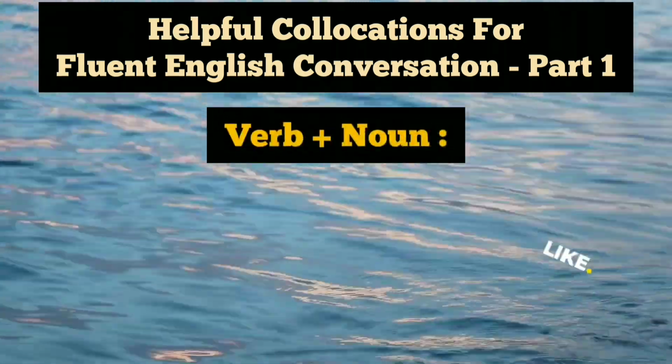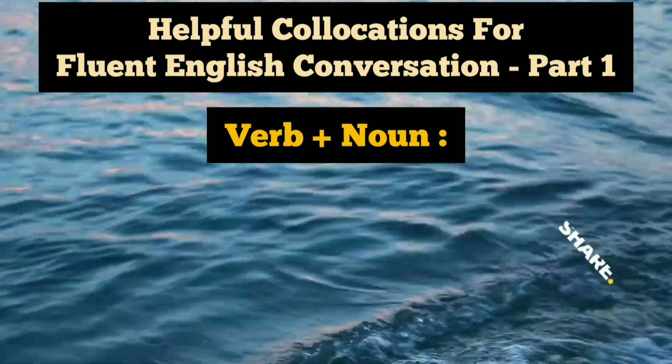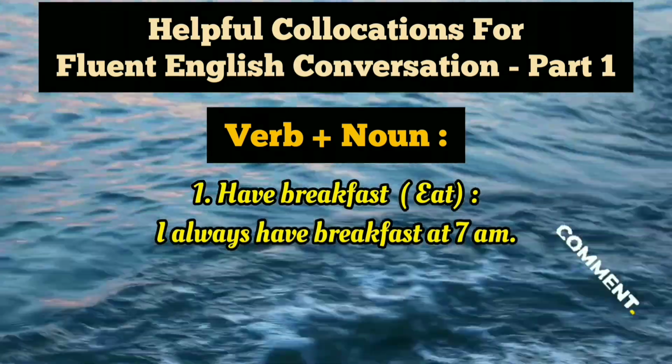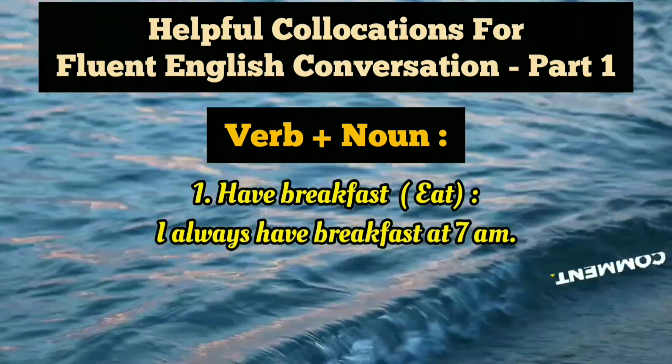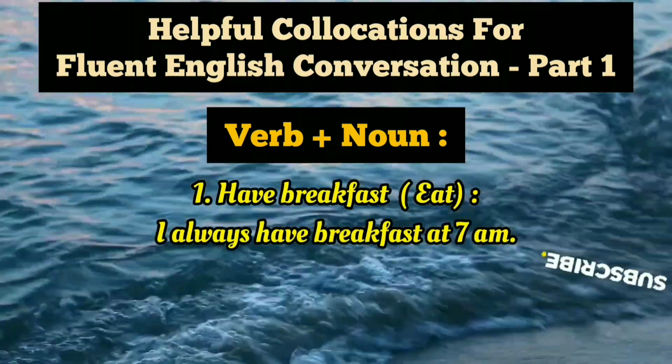As you see on your screen, it's very important. So let me show you some collocations using verb plus noun. As you see, the first one, we use have breakfast. So here I'm using have as a verb and then breakfast is a noun. So let me show you how to use it. It's a very common and useful collocation, have breakfast.